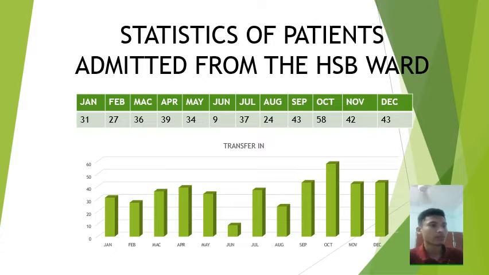Okay, next I will present about the statistic of patient admitted from the HSB ward. HSB is the short name for the Hospital Sultanah Bahiyah. Okay, in the graph, the y-axis represents the total of patient admitted from HSB ward. Meanwhile, the x-axis represents the month in year 2021, which is from January until December.